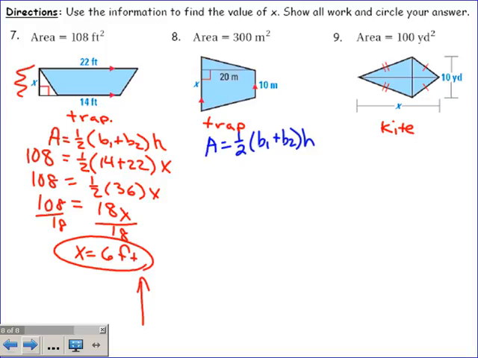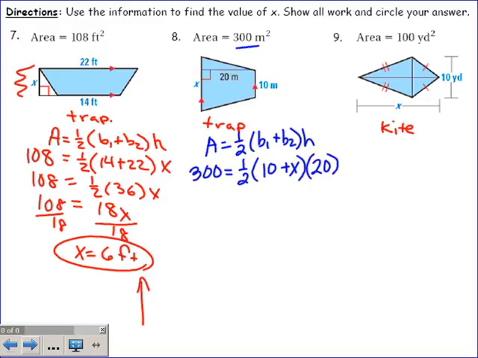Riley's going to show up her math skills. Riley, what do we know? The base. What's the area? 300. 300 equals 1/2. What's base 1? 10. What's base 2? 10. What's the height? 20. Okay.